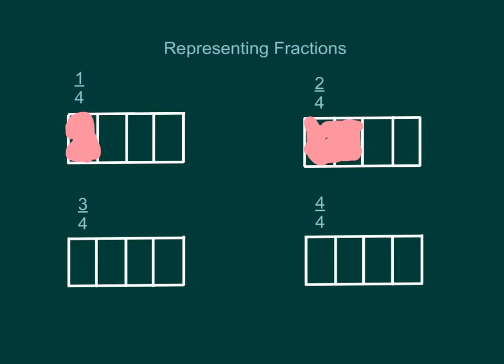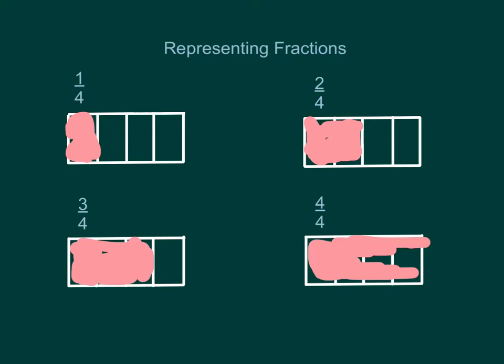For 3 over 4, I think you've guessed it, again we're representing 3 of the parts, so we color in 3 rectangles. So that represents 3/4 of the whole. And then finally 4/4, we would color in all 4 equal parts. Okay. So here the parts and the whole are the same, so we color in all 4.